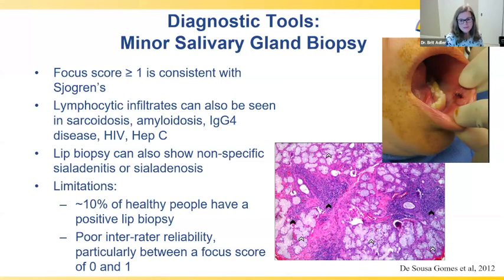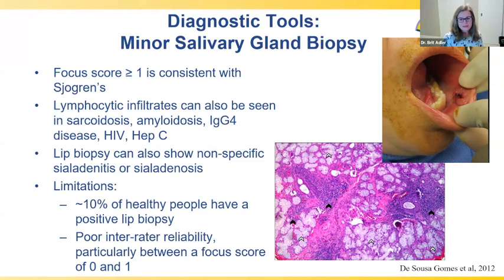The limitations of the salivary gland biopsy is that there's several limitations, and one is that even healthy people can have a positive lip biopsy, and it's estimated that roughly 10% of healthy people actually can have a focus score greater than 1 on their lip biopsy. The higher the focus score, the less likely it is to be present in healthy people. Of this 10% of healthy people who have a positive lip biopsy, most of them have a focus score of 1.